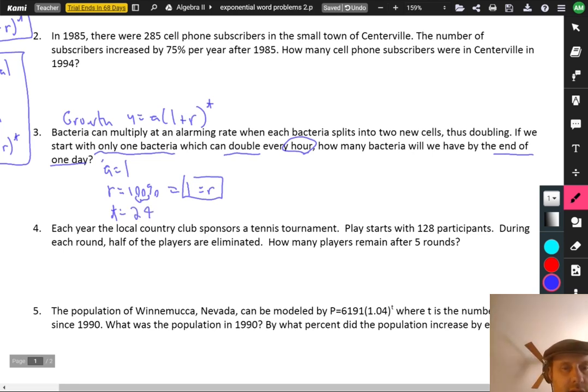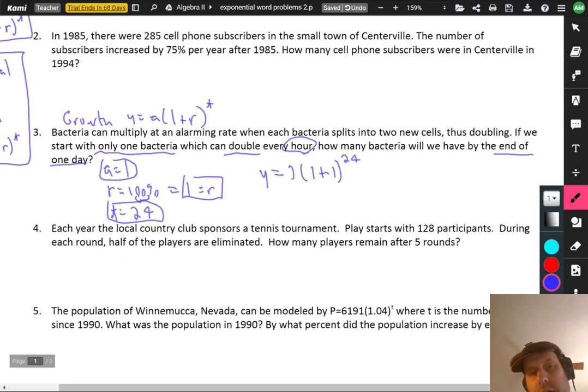Okay, so we have it. A is 1, R is 1, and T is 24. And we just use the formula right here, so that's going to be Y equals A, which is 1, times 1 plus R, which is also 1, to the T power, which is 24. All right, and then just go ahead and simplify. Y equals 1 times 1 plus 1, which is 2, to the 24th power, okay? So that's going to be 1 times 2 to the 24th power, okay?